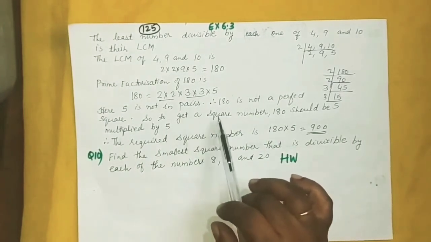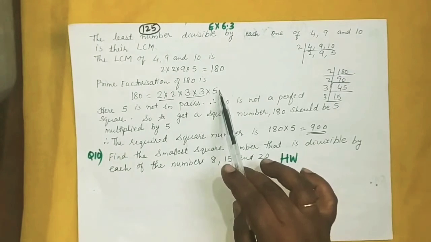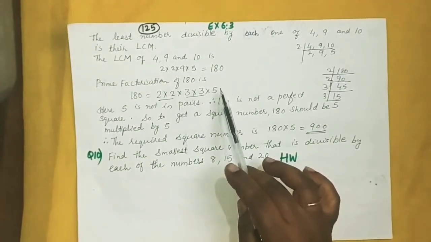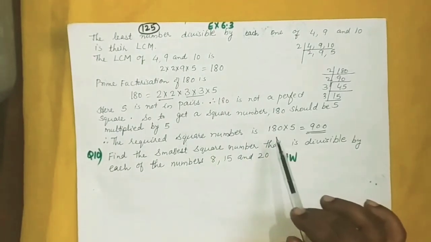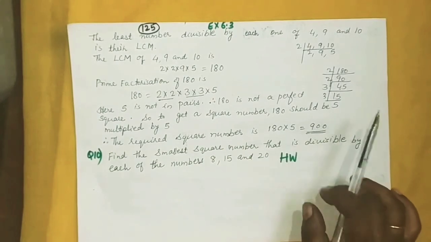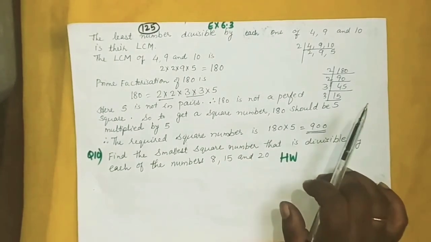We have to get a square number, so we have to multiply this number by 5. If you multiply by 5, 5 also will become a pair. So the required square number is what? 180 into 5. That is 900. You know, 900 is a square number.